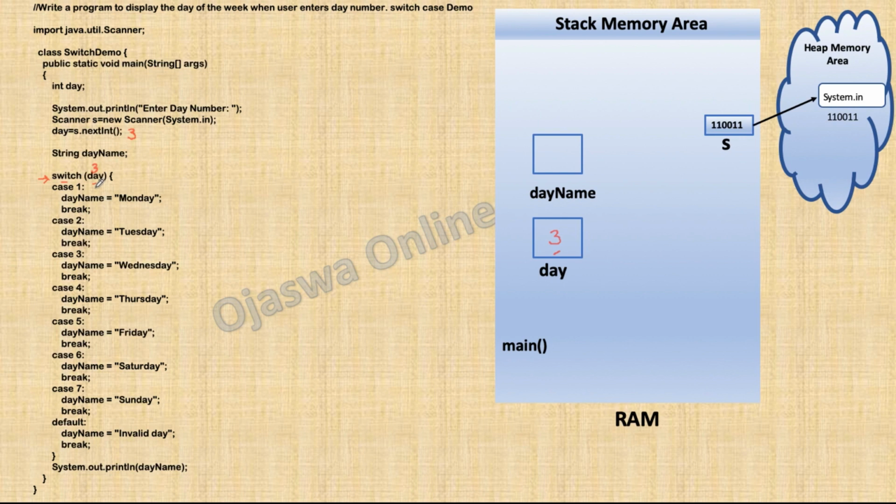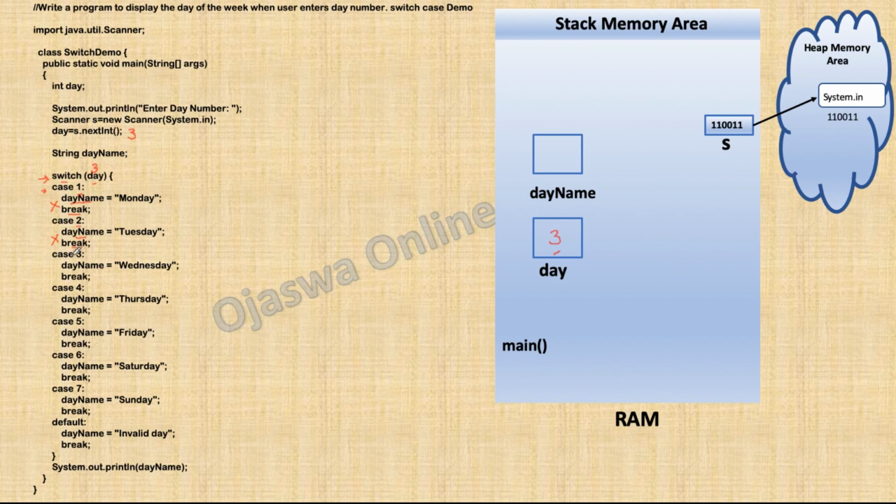The switch expression value is checked with the multiple case values. Wherever it finds the match, the code inside that particular block is executed. It will check with the first case. Here the value is 1. So 3 is not equal to 1. The case value is not matching. Hence, the code written for case 1 will not execute. Next, it will check case 2. Switch expression value is 3 and case value is 2. 2 is not equal to 3. The case values are not matching. That is why the code written for case 2 will not execute.